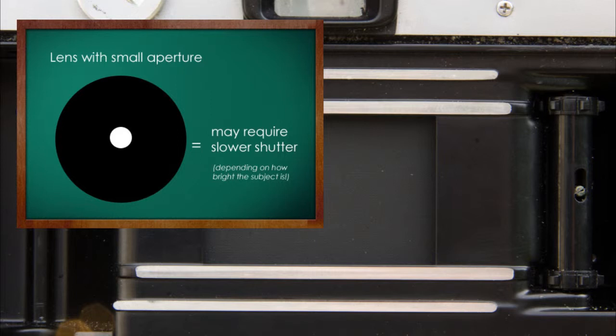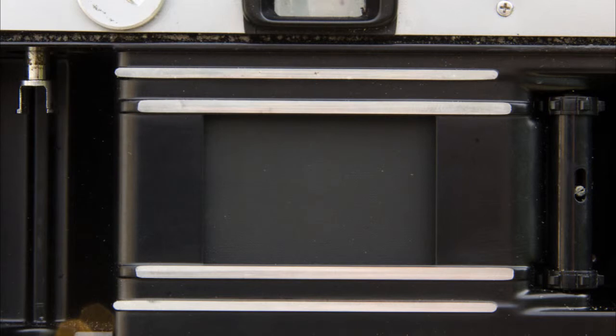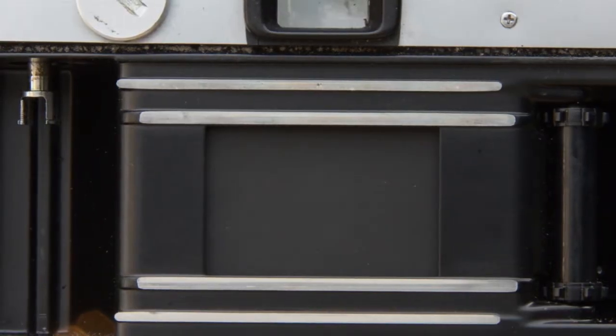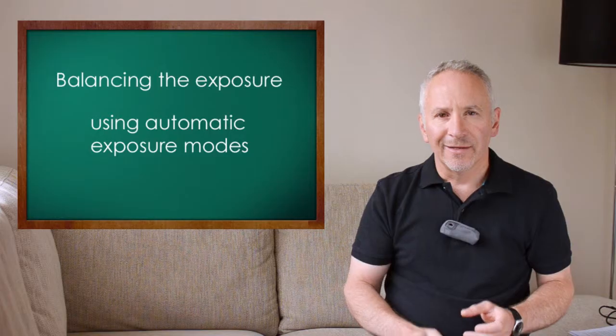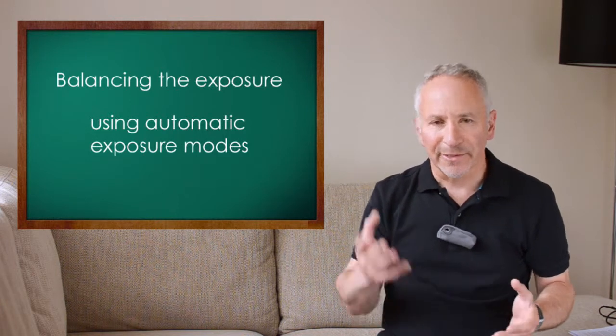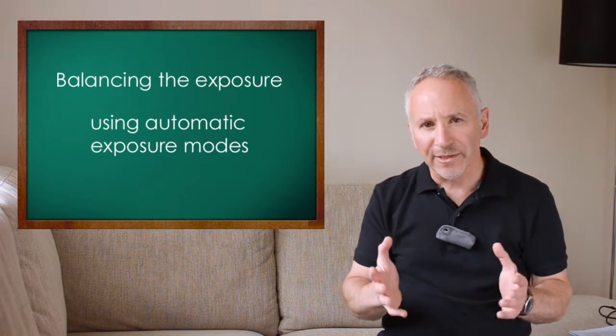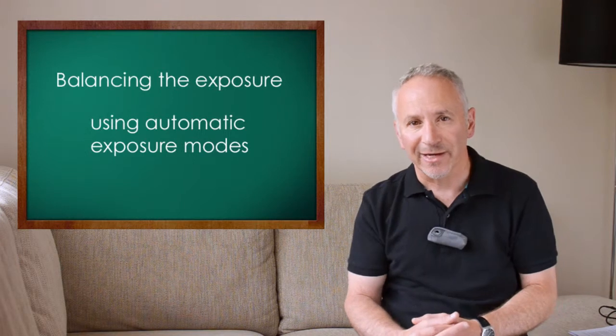Now let's do the exact opposite. Let's say we have a small aperture. So now less light is going to be coming through the lens, and so to balance that out and to make up for the smaller quantity of light, we would need a slower shutter speed, which will therefore increase the duration of the light. We can easily achieve this balancing act between apertures and shutter speeds by using the automatic modes built right into your camera.